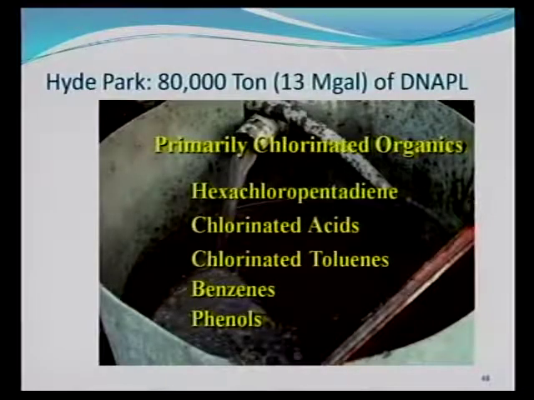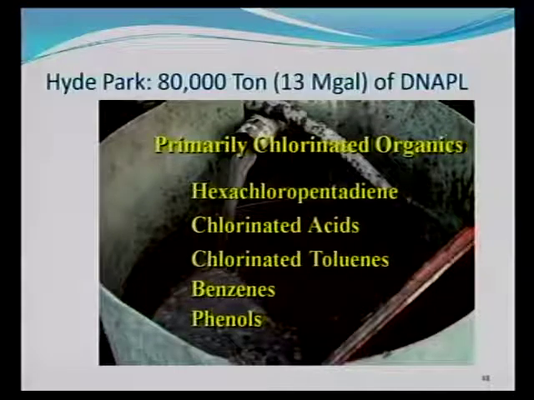So they had all kinds of stuff there. It was a landfill. They were taking solvents and PCBs and spent transformers and everything that went in there. And so they had a real soup of nasty stuff. And they also had a lot of it. They had 80,000 tons with 13 million gallons of DNAPL at this site.